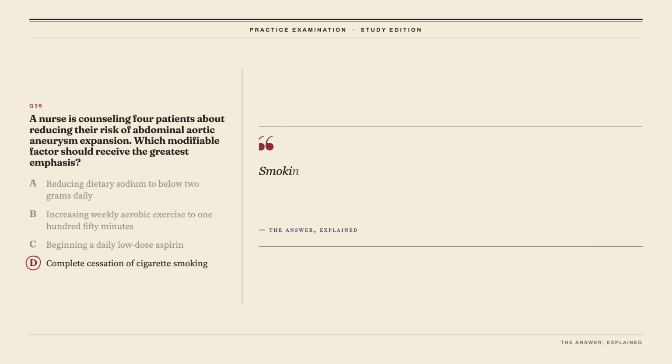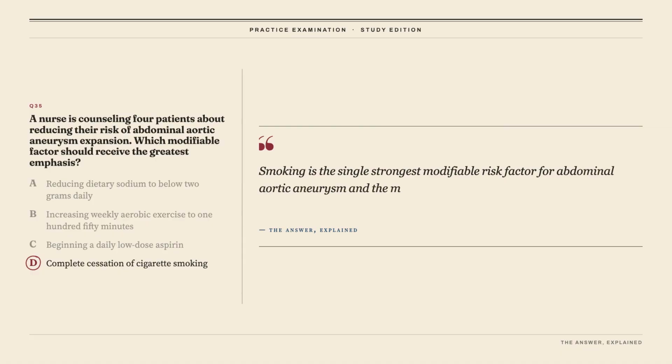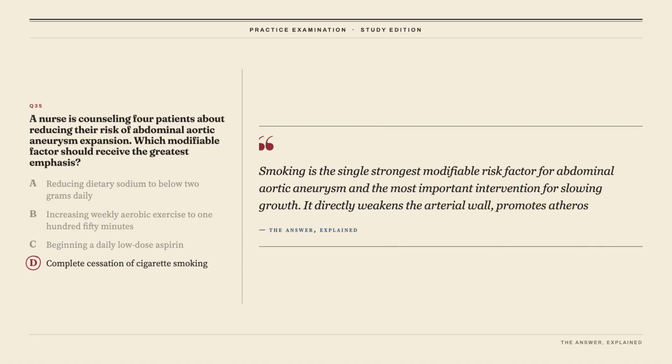D is correct because smoking is the single strongest modifiable risk factor for abdominal aortic aneurysm and the most important intervention for slowing growth. It directly weakens the arterial wall, promotes atherosclerosis, and accelerates expansion. Its association with aneurysm formation is stronger than with almost any other cardiovascular disease.